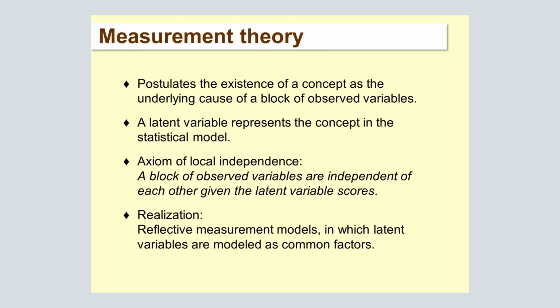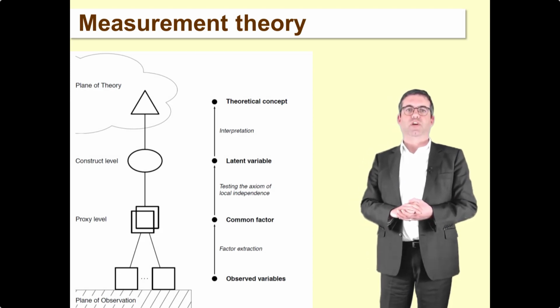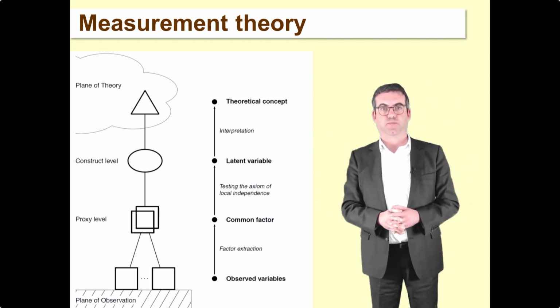That means if a concept exists as manifested in a latent variable, then the observed variables should exhibit a certain behavior. Namely, they should be independent from each other given the latent variable. Measurement theory is realized by means of so-called reflective measurement models, in which latent variables are modeled as common factors. Measurement theory bridges the gap between the observed variables and the abstract concepts in 3 steps.